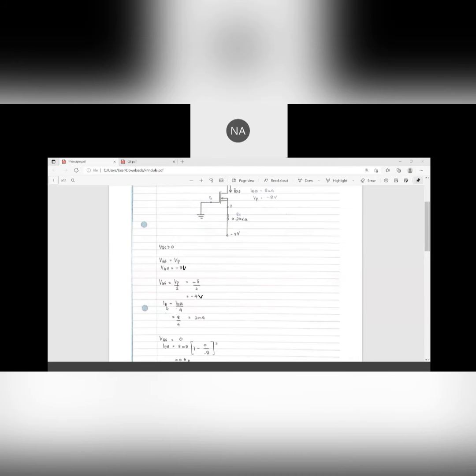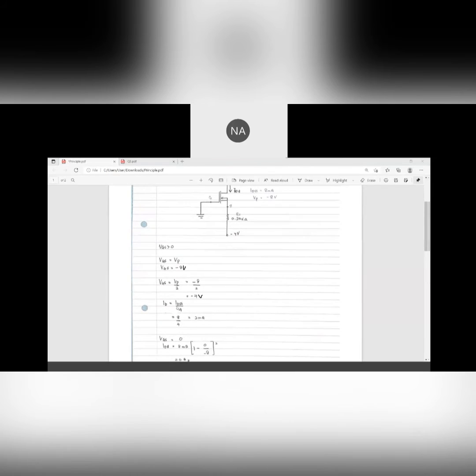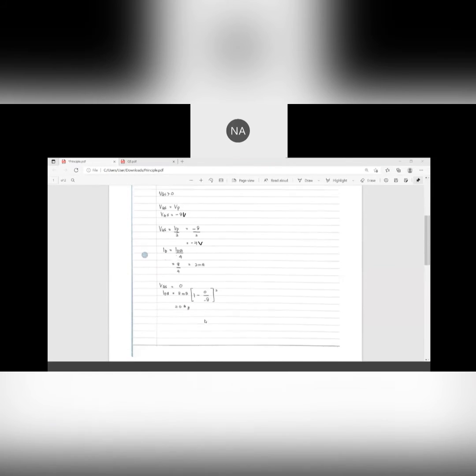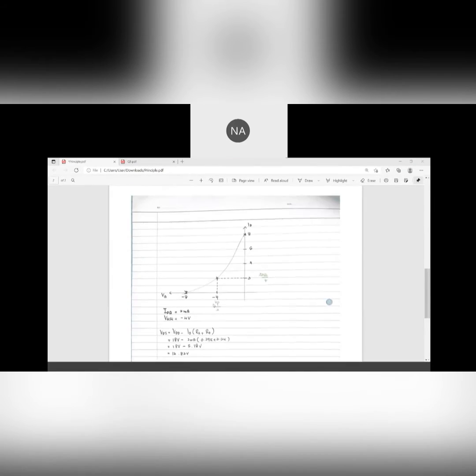ID for second VGS is IDSS over 4. IDSS as given is 8, so over 4 is equal to 2 milliampere. For VGS 0, the IDS is also 0. Okay, from the calculation above, we can get this graph. From this graph, we get the IDQ, which is 2, and the VGSQ is minus 4 volt.